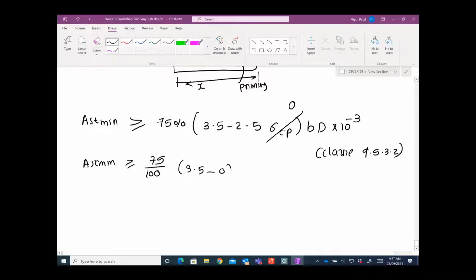3.5 minus 0. B is 1000. D is 150 times 10 raised to minus 3. So AST minimum, let's plug that in. 75 divided by 100 times 3.5 times 1000 millimeter times 150 millimeters divided by 1000. So you get 394 millimeter square per meter.